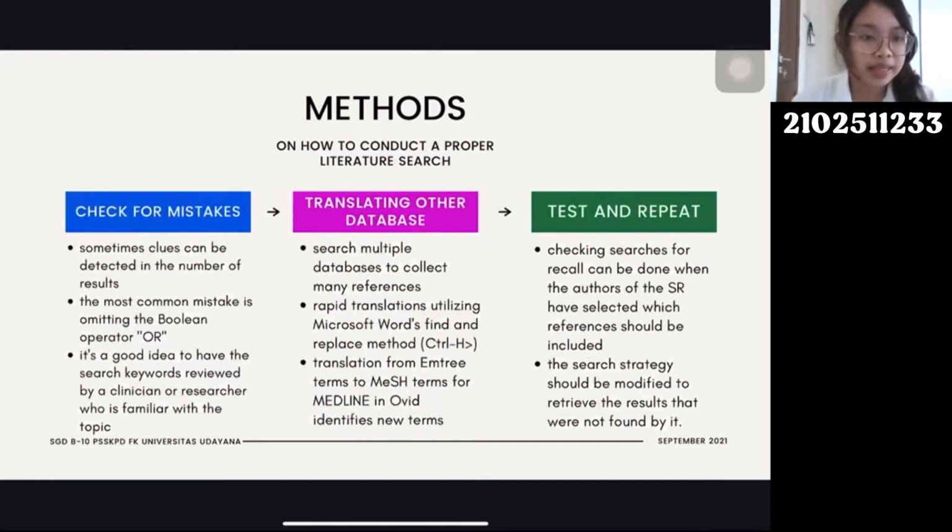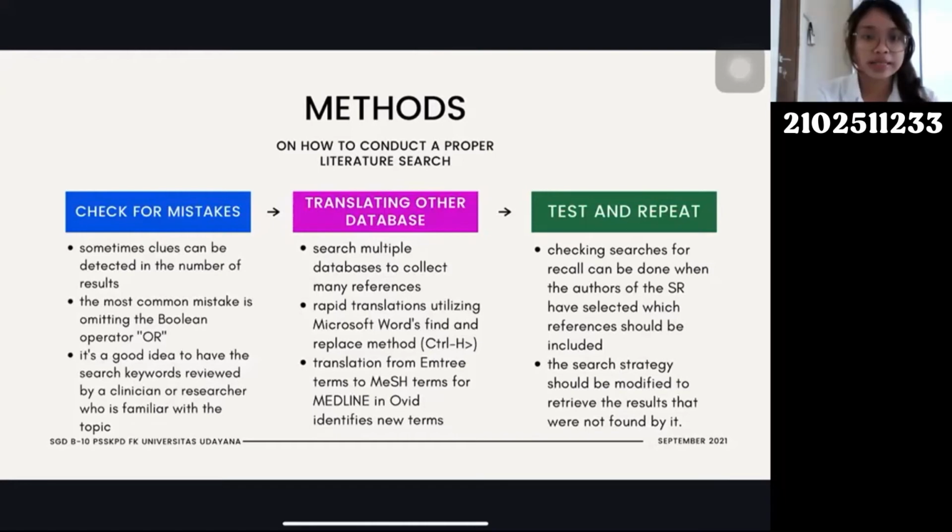And then check for mistakes. Sometimes clues can be detected in the number of results. The most common mistake is omitting the Boolean operator. It's a good idea to have the search keywords reviewed by a clinician or researcher who is familiar with the topic. And then translating to other databases. Search multiple databases to collect many references, and rapid translations can utilize Microsoft Word's find and replace method. Translation from the entry terms to MeSH terms for Medline in Ovid identifies new terms.